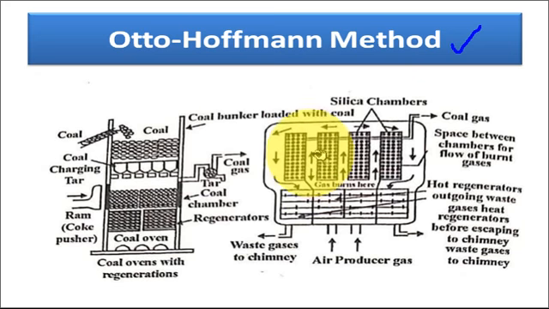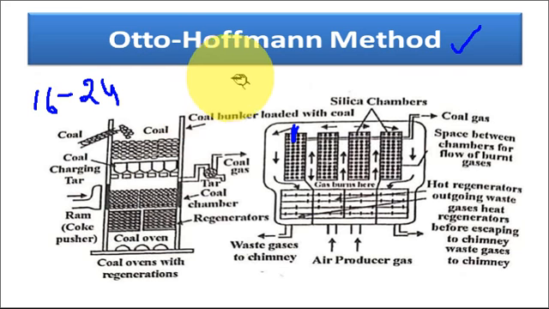Each chamber is provided with the charging hole here. Each silica chamber is provided with the charging hole at the top, a gas offtake, and a refractory lined iron door at each end for the discharging of the products. One single oven is capable of holding around 16 to 24 tons of coal. A battery of such ovens is placed over the regenerators having the checker brickwork, which helps in utilizing the heat of the flue gases.